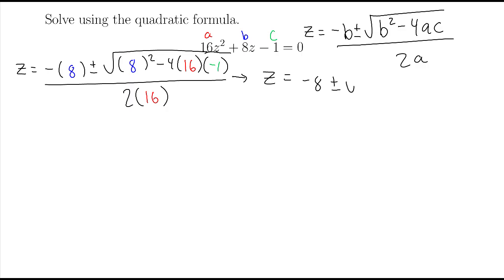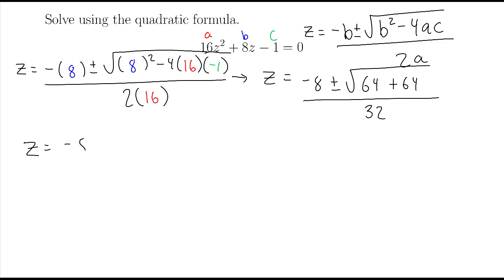Plus or minus the square root of 8 squared, which is 64. Negative 4 times 16 is going to be negative 64, times negative 1 is a positive 64. So it becomes plus 64. 2 times 16 is 32. Okay, good. Now, 64 plus 64 is 128. So z is equal to negative 8 plus or minus the square root of 128 over 32.